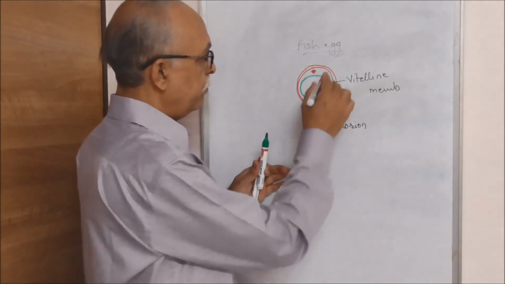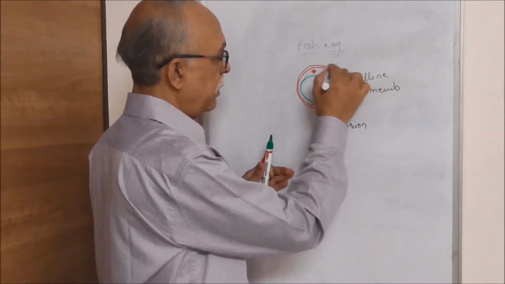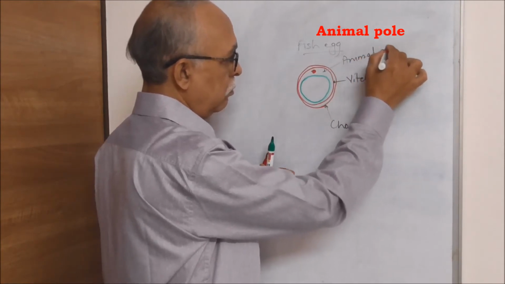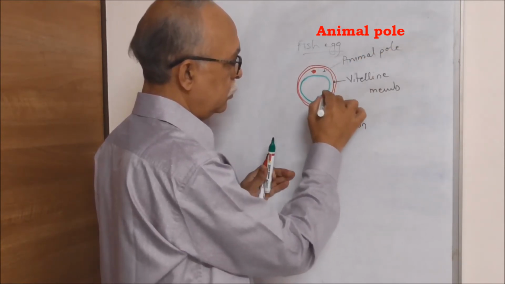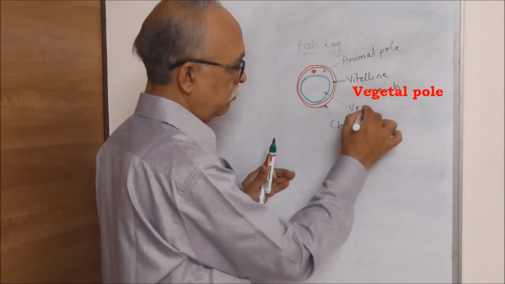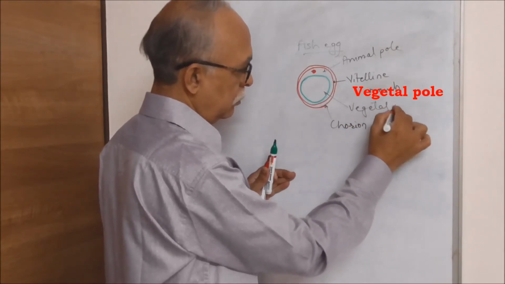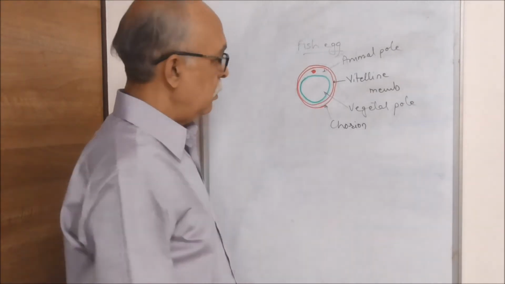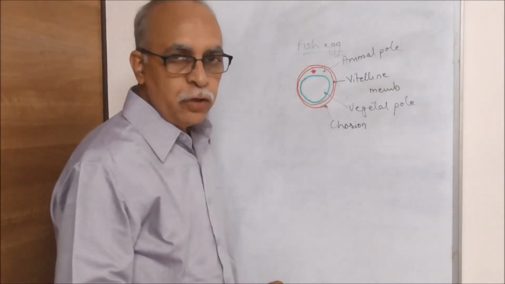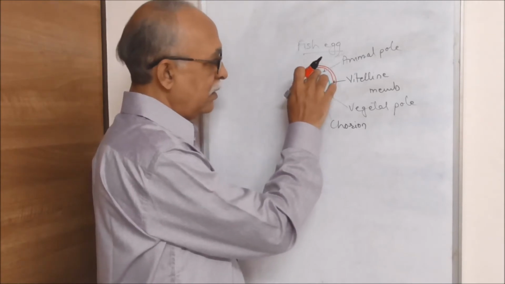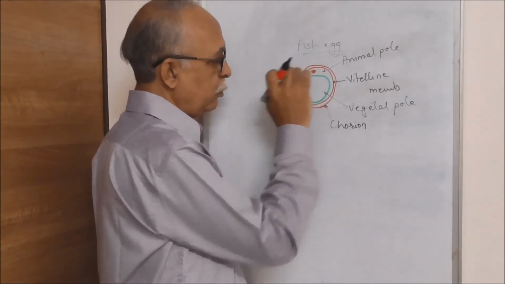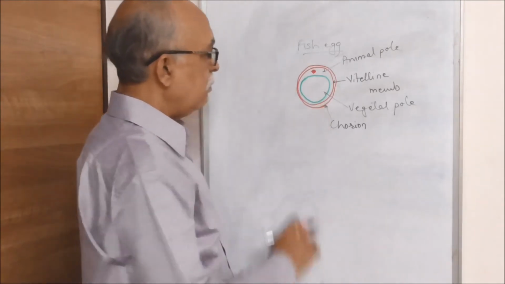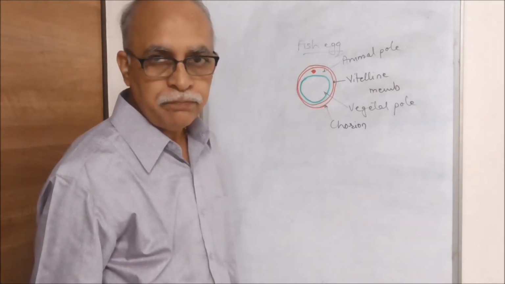which would mean this would become the animal pole, this would become the vegetal pole. Part of the egg cell occupied by yolk, part of the egg cell containing cytoplasm and nucleus. That's how we can actually identify them. This is what the fish egg would be looking like.